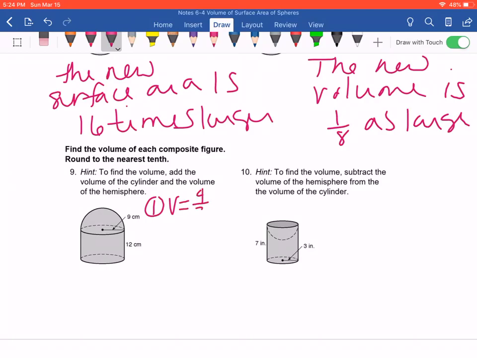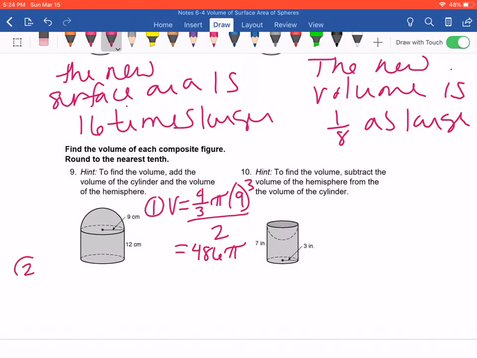I know that that's 4/3 pi. My r here is 9 cubed divided by 2, of course, right? Because we're only considering half of the sphere, right? It's a hemisphere. Once you calculate that, we get 486 pi. Okay, so that is our volume of the hemisphere.